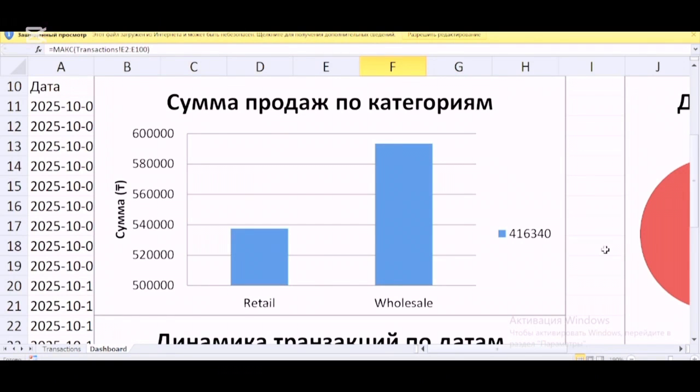To explore the structure of sales, I created a bar chart showing the total amount of sales by category. As we can see, the retail category clearly dominates in both number of transactions and total sales value. The wholesale and corporate segments perform on a similar level, but they still make an important contribution to the company's total revenue. Such visual comparisons help management identify which customer group generates the highest results and where to focus marketing efforts.